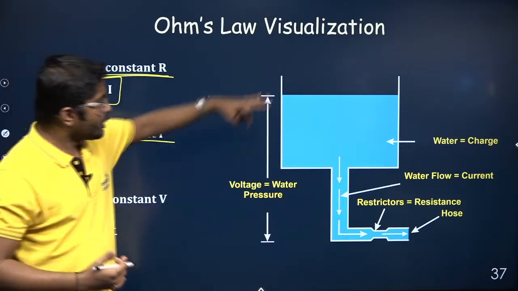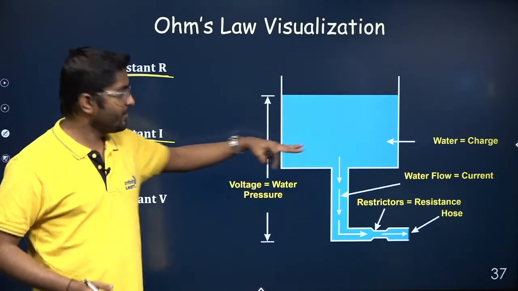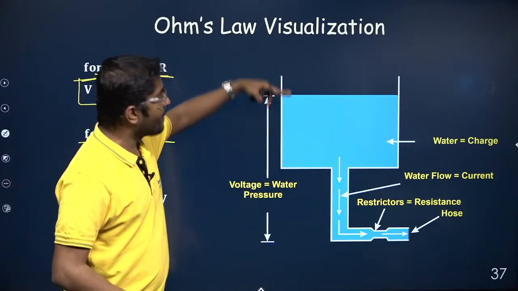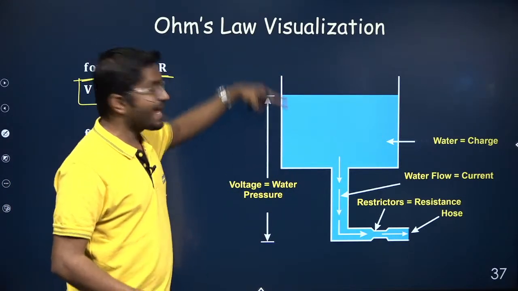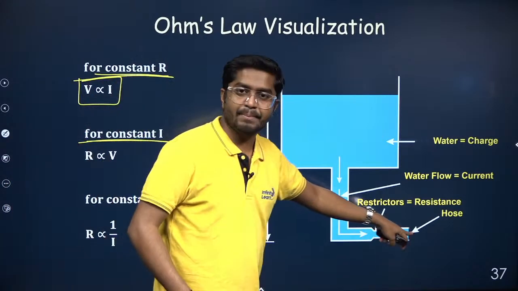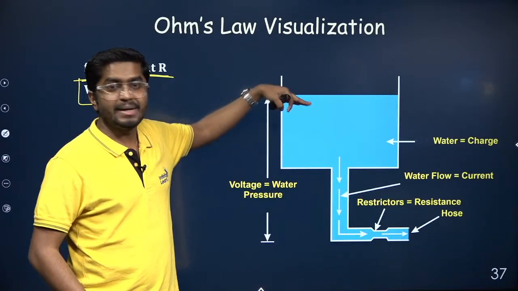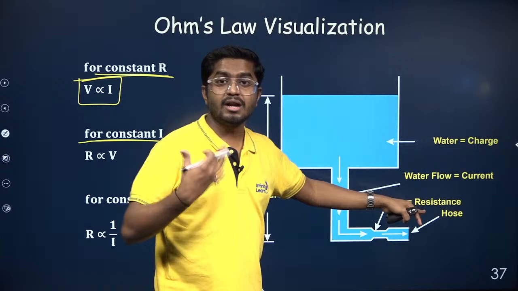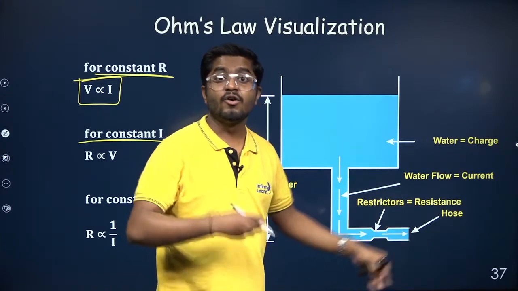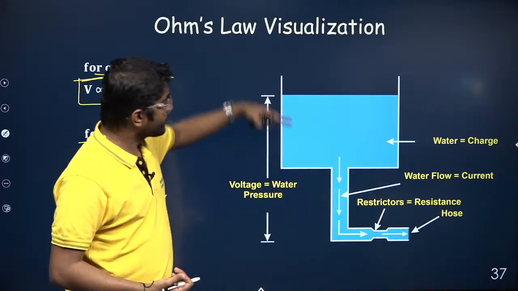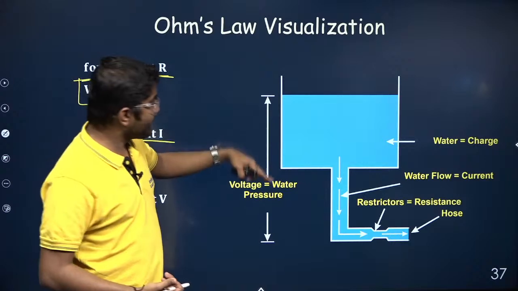You see this diagram, this is like an analogy. So if you have a lot of water in the tank, and let's suppose there is a tap here, you open the tap, you increase the height, what will happen? The water will come at a faster rate if this height is more. So what does this tell you?